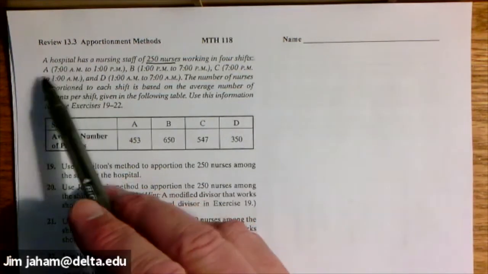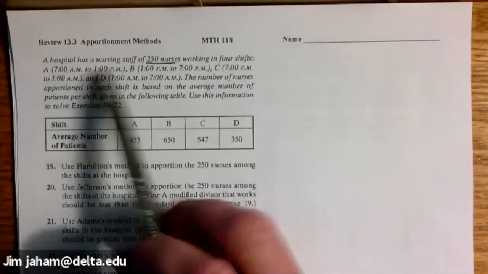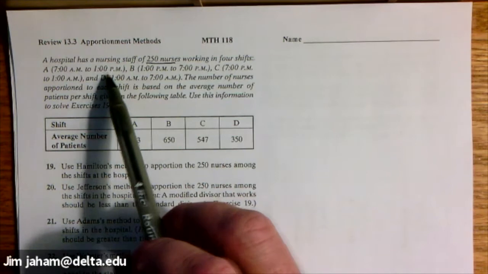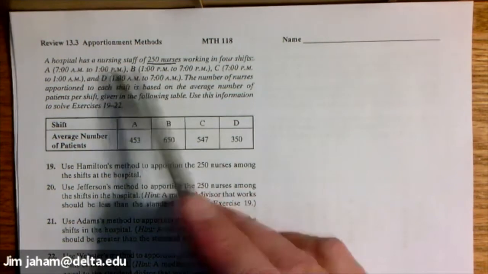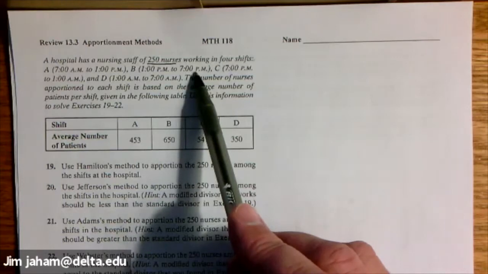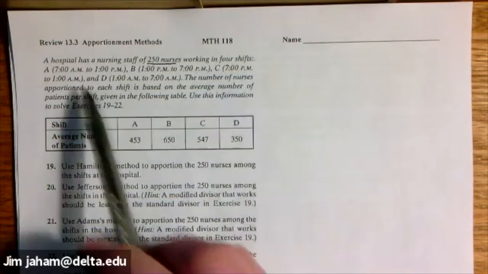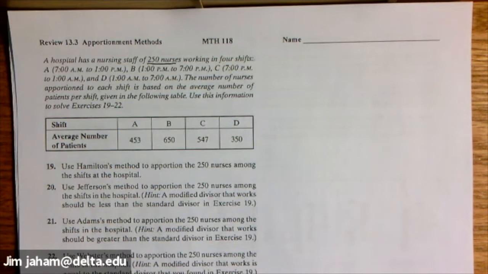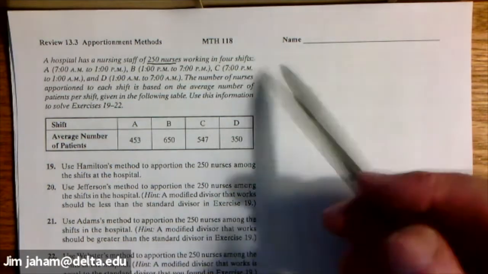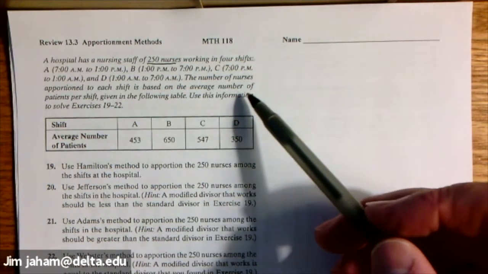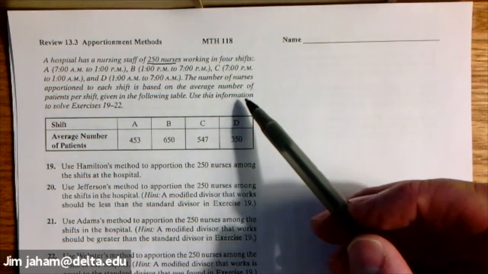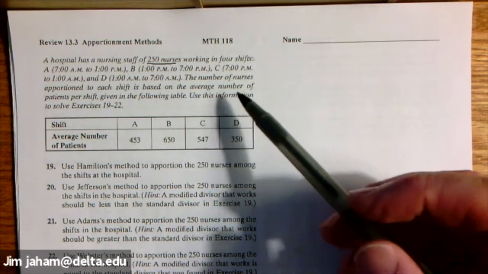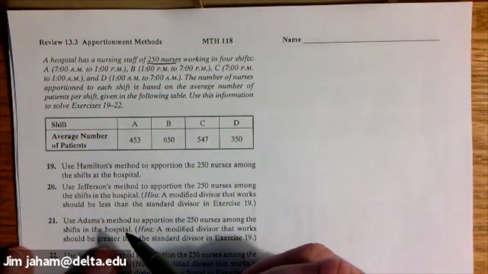Shift A is the morning, from 7 a.m. to 1 p.m. Shift B goes from 1 p.m. to 7 p.m. Looks like they have it broken down into 6 hours each. The number of nurses apportioned to each shift is based on the average number of patients per shift. Given the following table, use this information to solve the apportionment problem.